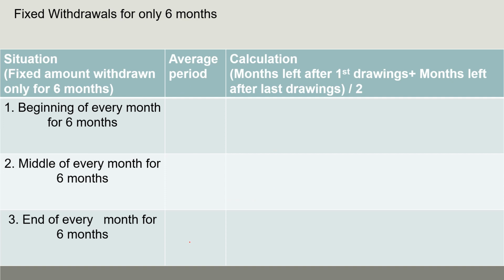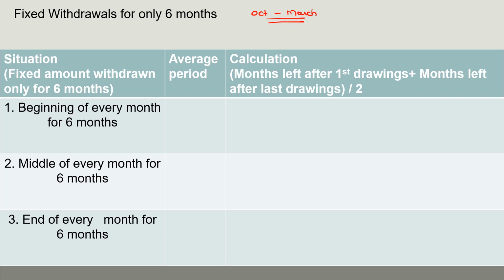Now moving on. Suppose in the question they say there is a withdrawal of a fixed amount at fixed intervals, but the withdrawal is only for 6 months. Which means the withdrawal took place from October till March, only 6 months.